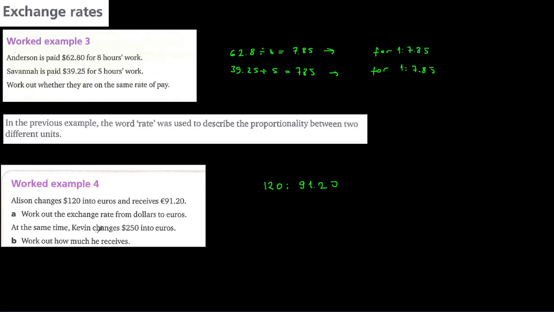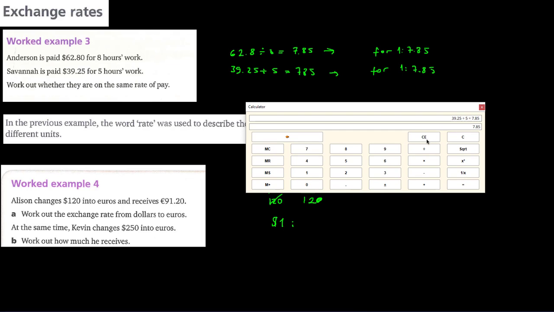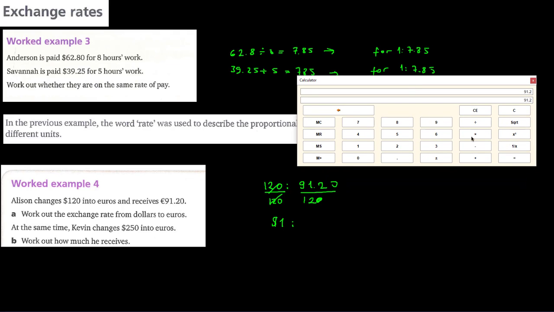If you want to find how much she is going to get for $1, you may divide by 120. You may get the rate with respect to the dollar. So 91.20 divided by 120, using the calculator, is equal to 0.76. So for $1, she is going to get 0.76 euros. This is the rate of our exchange.